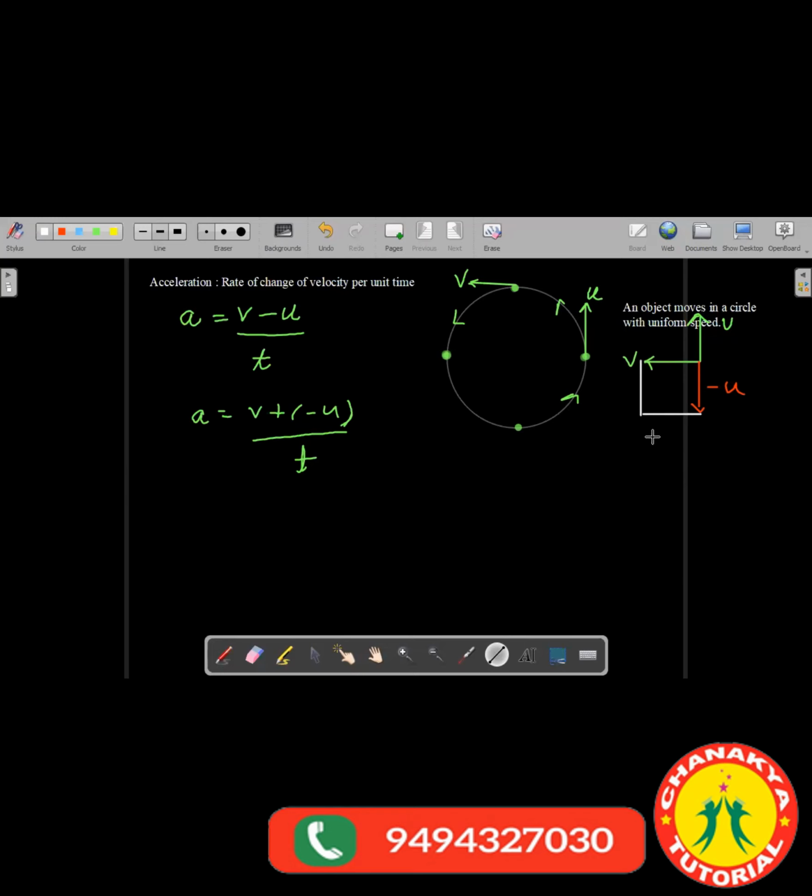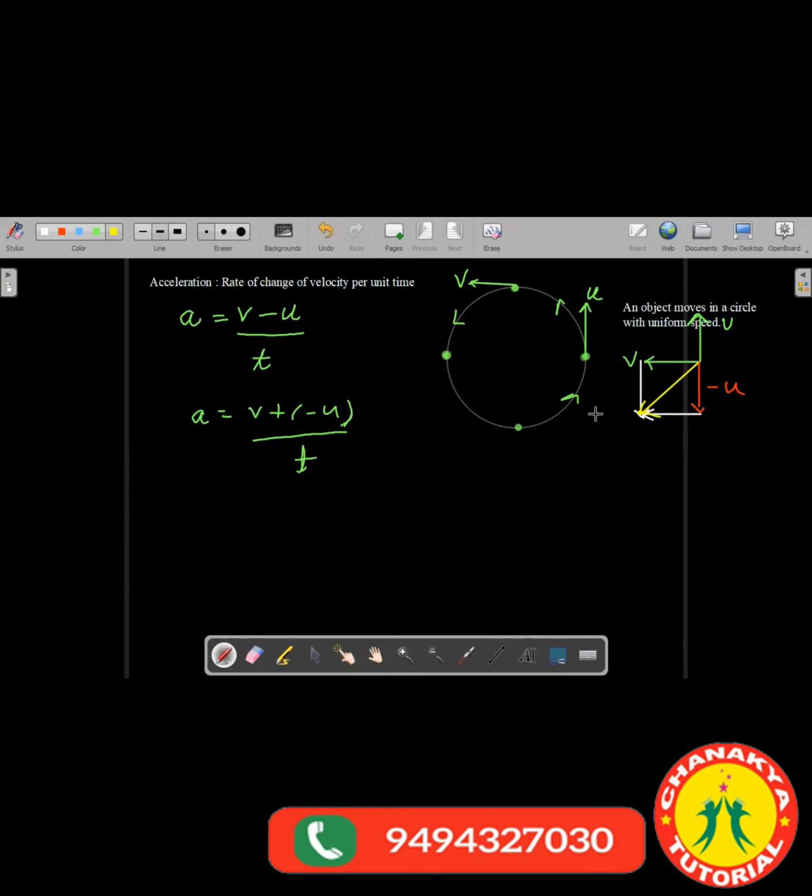So this is our parallelogram. The opposite two sides are here. Let's put up the parallelogram. As you can see, the diagonal of this parallelogram will be the resultant. This diagonal represents v minus u, and if I divide this by t, I will get my acceleration.